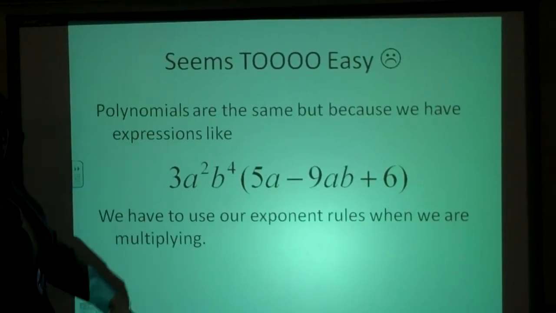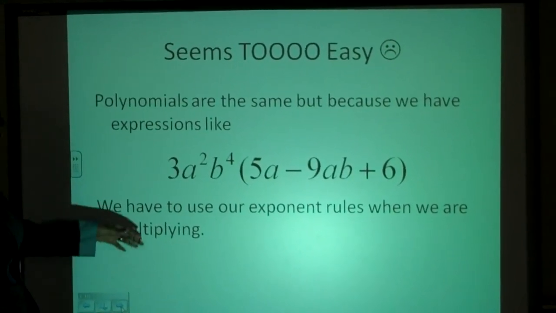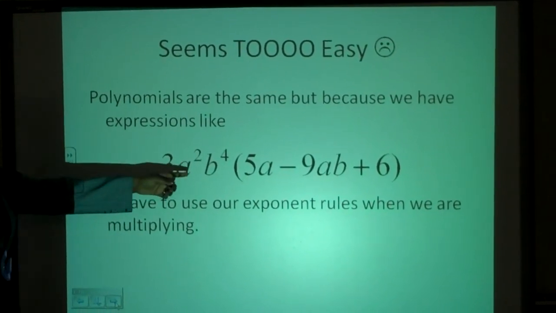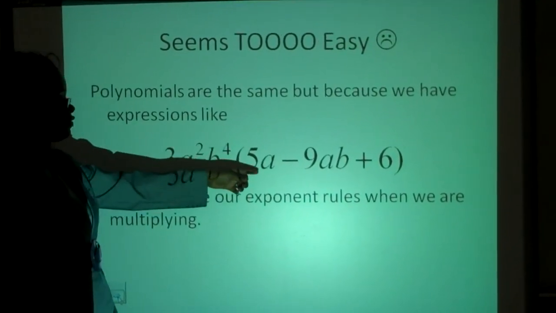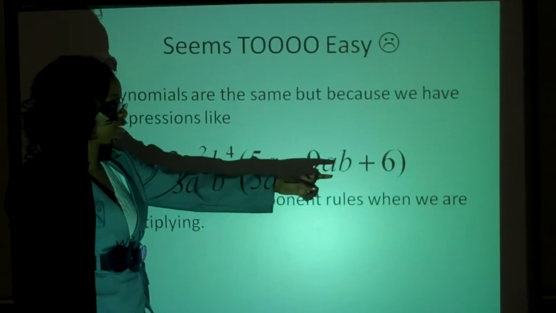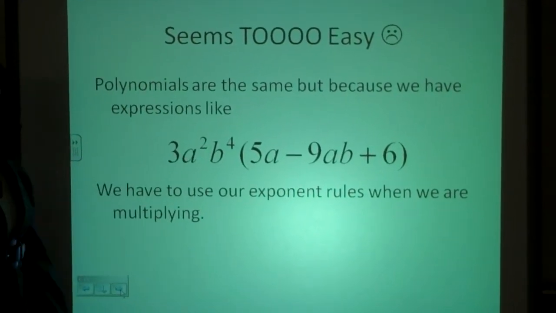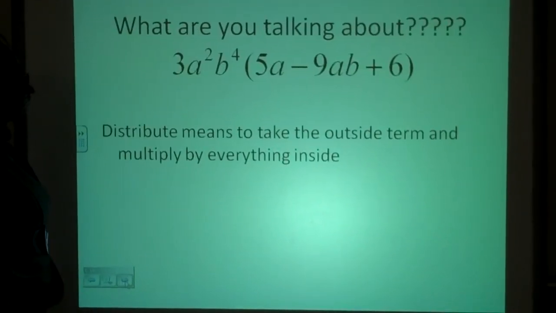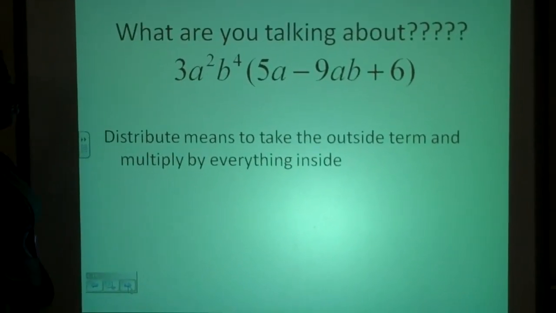Well, Ms. Barnes, this just seems a little too easy. Polynomials are the same, but because we have expressions like 3a squared b to the 4th times 5a minus 9ab plus 6, we have to now apply our exponent rules that we learned in chapter 8. What are you talking about?